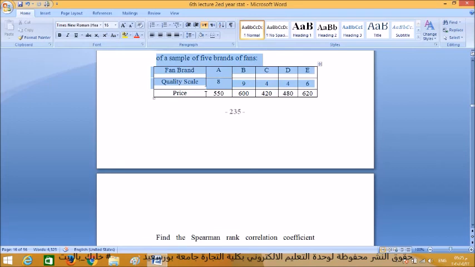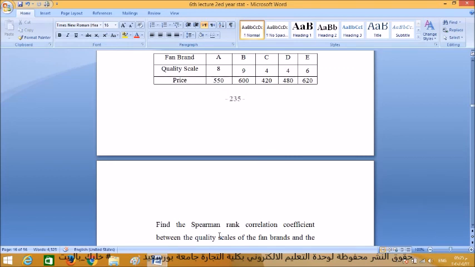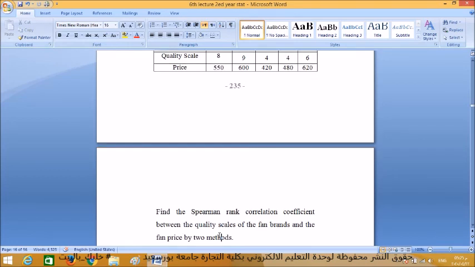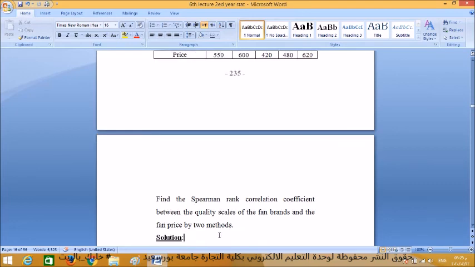Quality scale: 8, 9, 4, 4, 6. Price: 550, 600, 420, 480, 620. Find the Spearman rank correlation coefficient between the quality scales of the fan brands and the price by two methods. By two methods means use the two formulas.